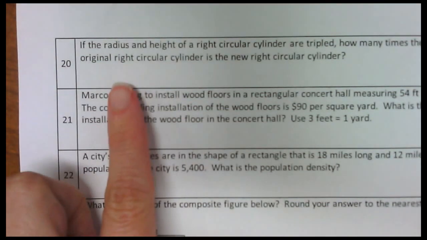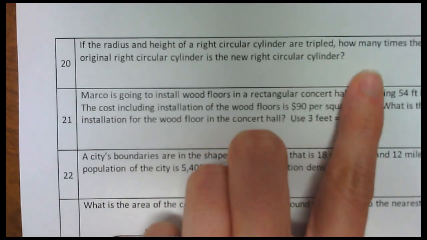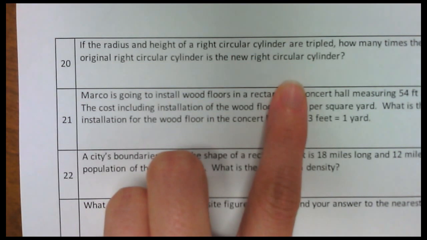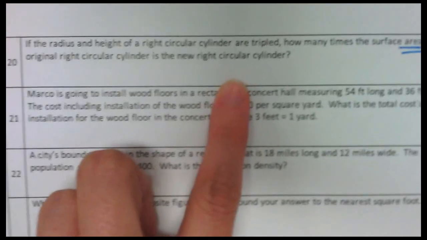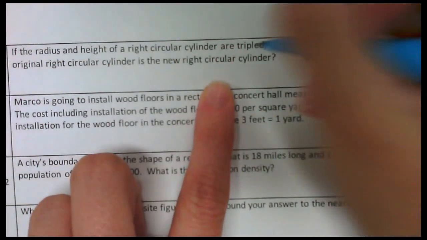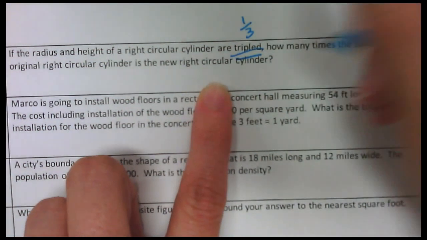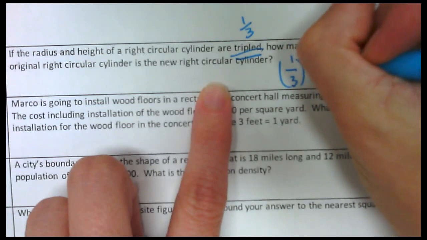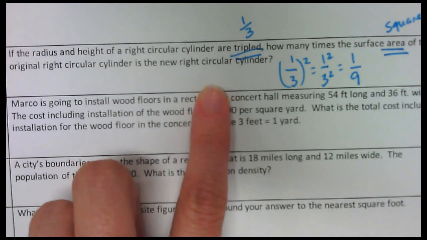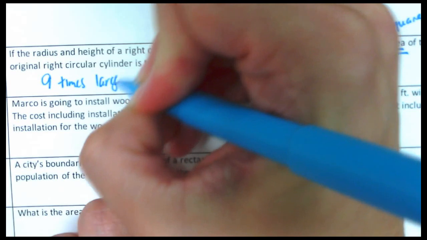All right, in this problem it says if the radius and height of a right circular cylinder are tripled, how many times the surface area of the original right cylinder is the new one? So this is telling me for area that I would need to square whatever my scale factor is. Tripled is telling me it's going to be 1 to 3. So if I'm squaring this, it's 1 squared over 3 squared, so it's 1 to 9, so 9 times larger.